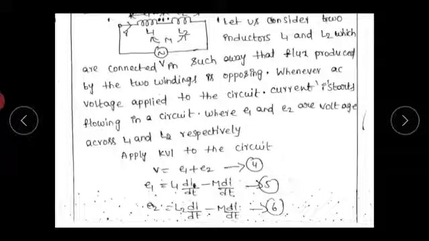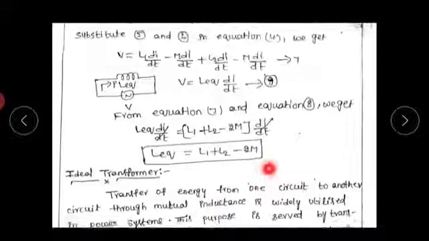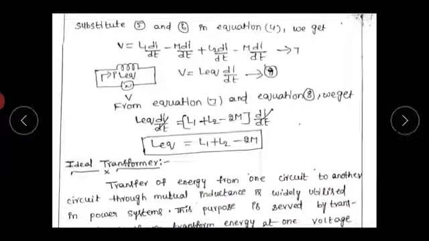Okay, equations 4, 5, 6. Now substitute E1, E2 in equation 4. Equation 4: V equals E1 plus E2. So V equals L1 into dI by dt minus M into dI by dt plus L2 into dI by dt minus M into dI by dt. So this is the equivalent circuit.